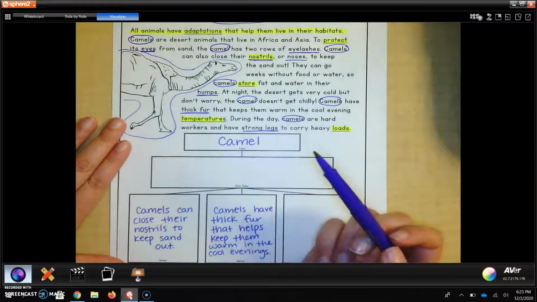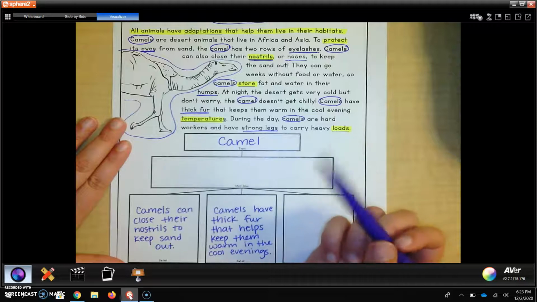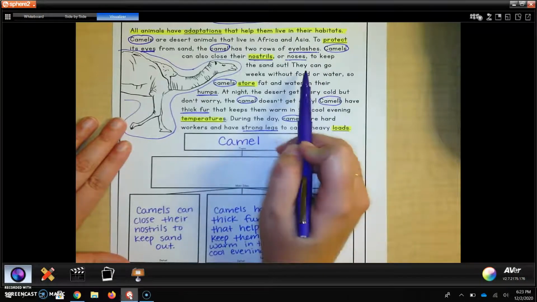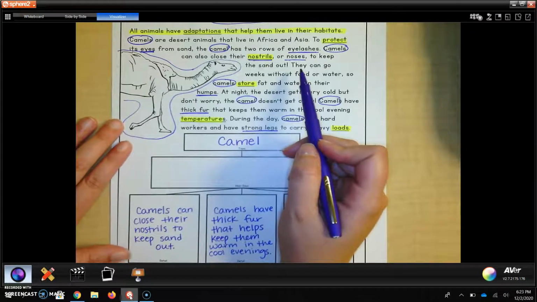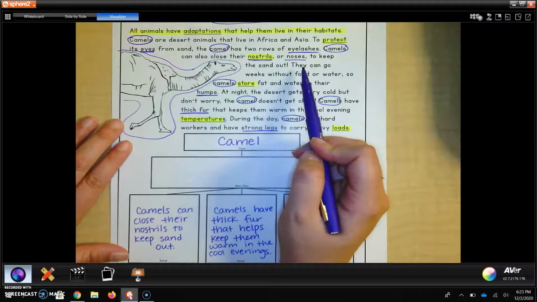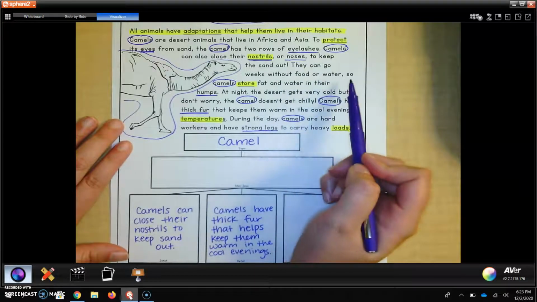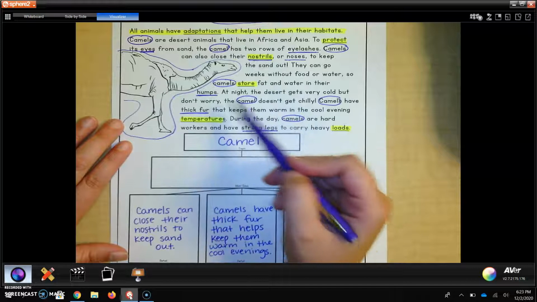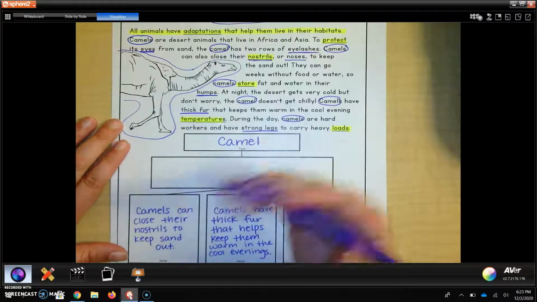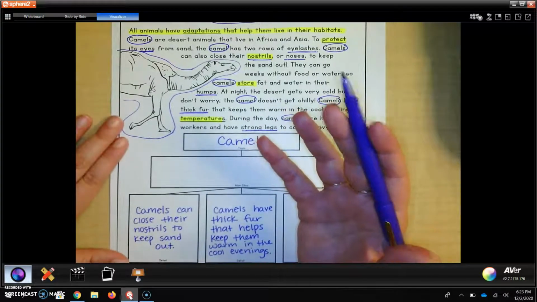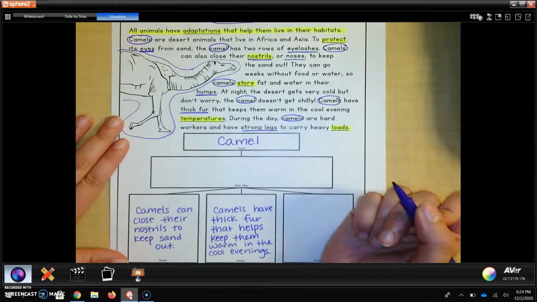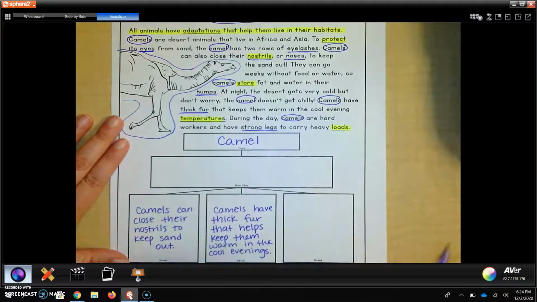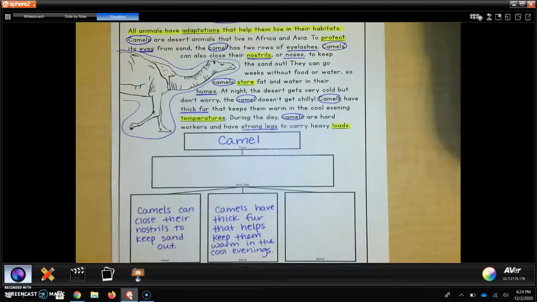Let's see. I think a good one to use is this one. So we know that deserts are a very hot climate. It's hard to find water there. So this is pretty fascinating, that they can go weeks without food or water. So camels store fat and water in their humps. So they can go super long weeks without eating or drinking anything, because it's probably hard to find water and food in the desert. So they can store it in their humps. That's a great adaptation, a great special quality that helps them survive in the desert.